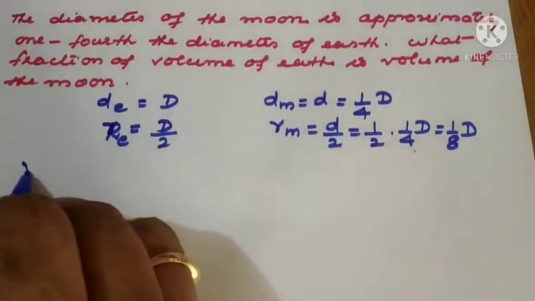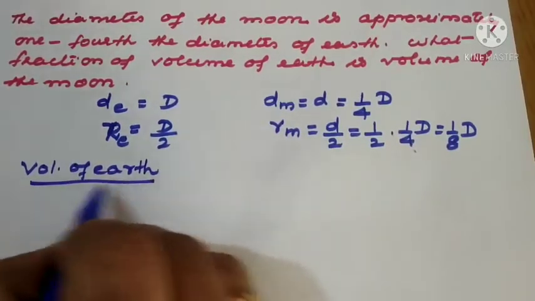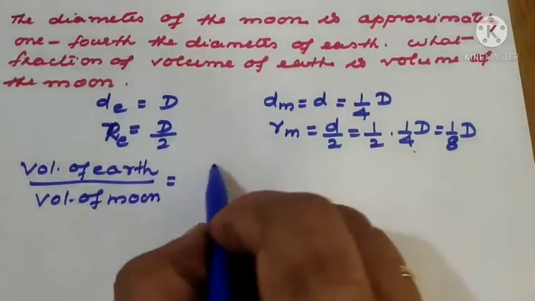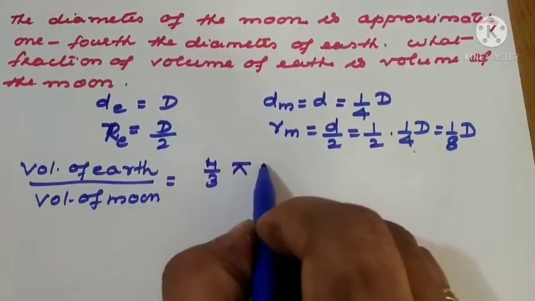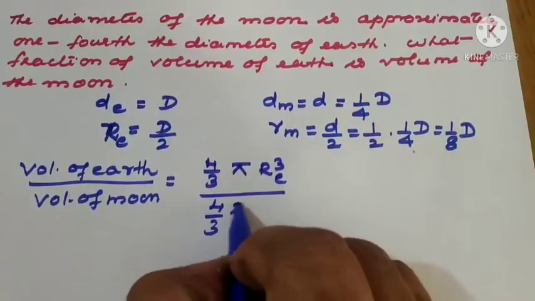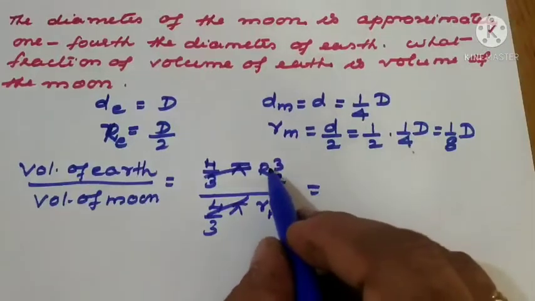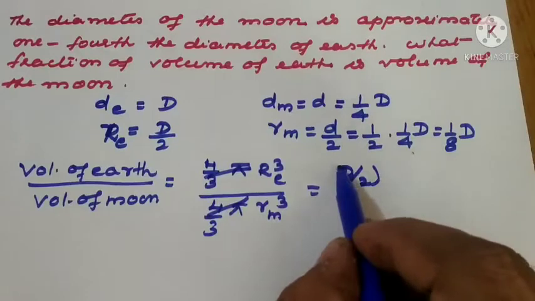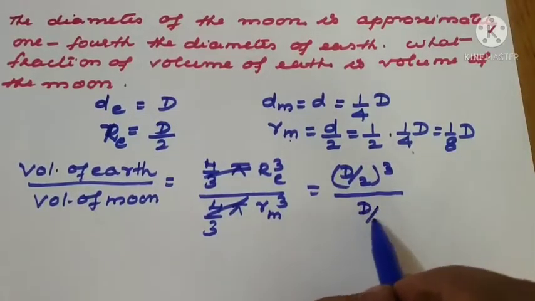Now volume of the earth divided by volume of the moon equals 4 by 3 pi R cube divided by 4 by 3 pi small r m cube. Cancel. What is the radius of the earth? D by 2 whole cube, divided by, what is the radius of the moon? D by 8 whole cube.